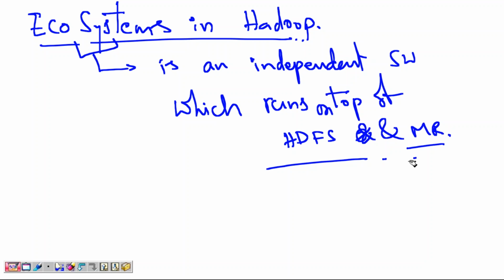Suppose we have an ecosystem called Hive. Hive's backend storage is again HDFS. That means if I store something into a Hive table, finally the data will be kept in HDFS only. So you know HDFS behavior: the file is divided into blocks, and blocks are distributed to different slave machines, so parallelism will happen. But when I submit a query, the execution model is MapReduce. Okay, so that is the meaning of an ecosystem: an independent software which runs on top of HDFS and MapReduce.